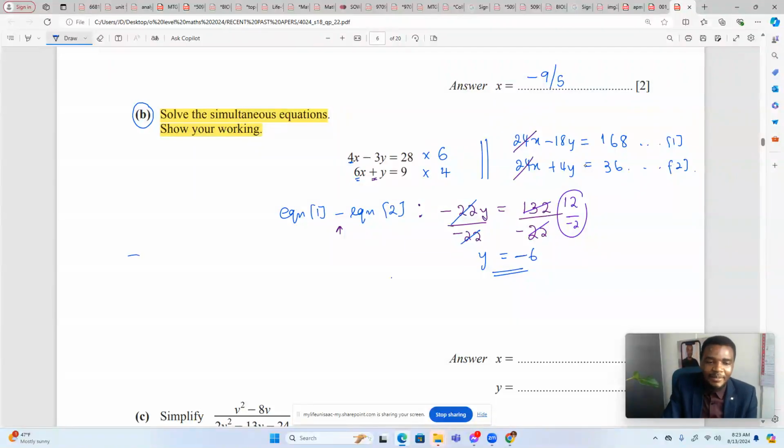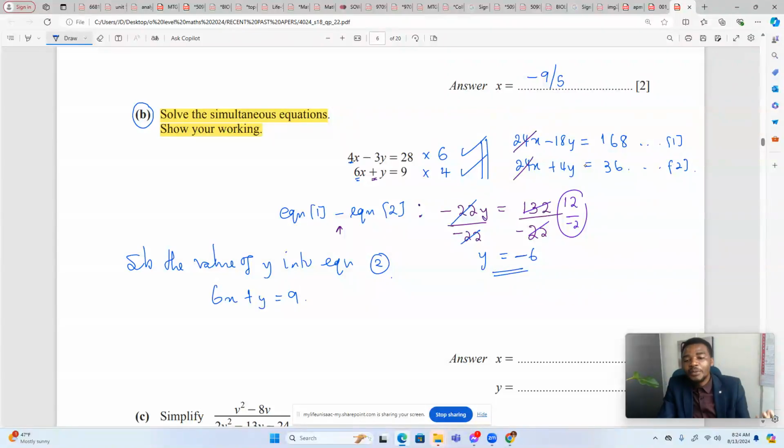So the next step, let's substitute the value of y into any equation, either into equation 1 or into equation 2. I can substitute probably into equation 2. So equation 2 is written 6x plus y is equal to 9. So now we know that the value of y is minus 6. So we can say 6x minus 6 is equal to 9.